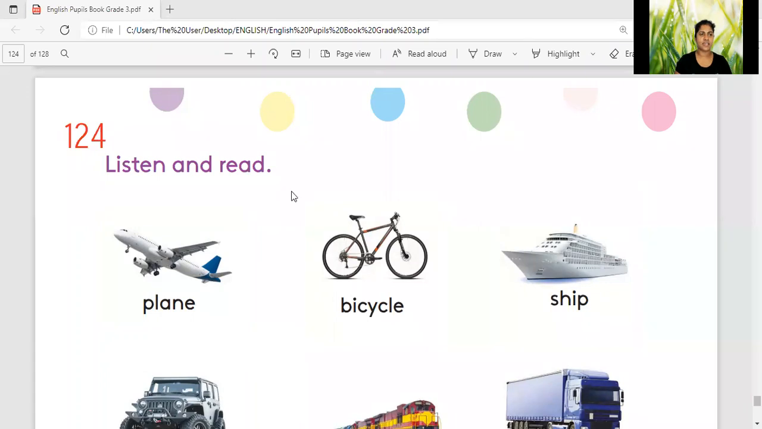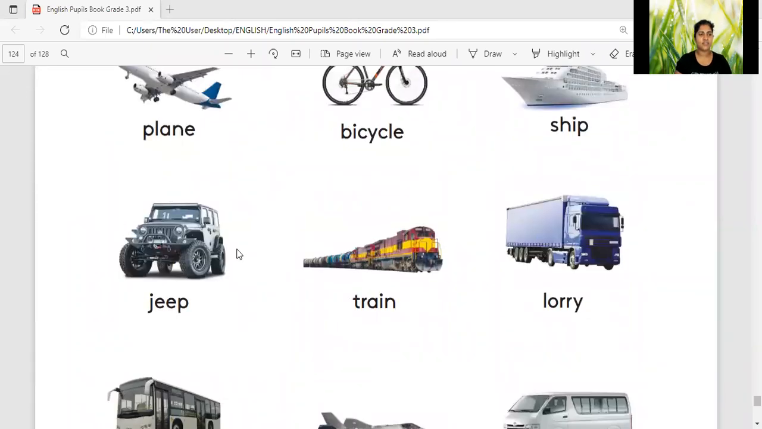Next one. What is this picture? Yes, this picture is Jeep. Here is this one. Yes, train. Train means coach here. Yes, you know what that is.